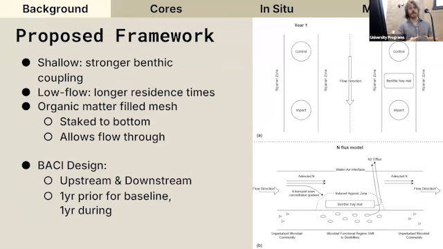And to actually test this design, we're going to be implementing a BACI experiment. So a before-after control impact experiment. We're going to use an upstream site and a downstream site and compare nutrients of the two. We're going to use a year of prior baseline monitoring and a year of monitoring while this gear is actually implemented.